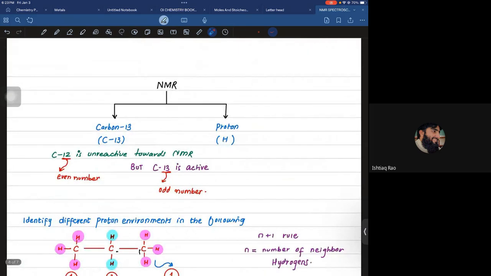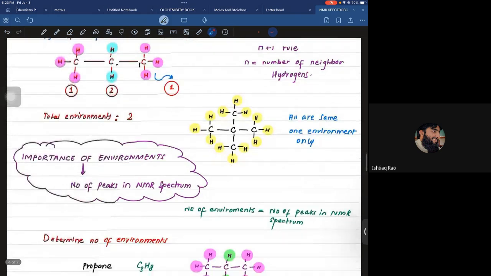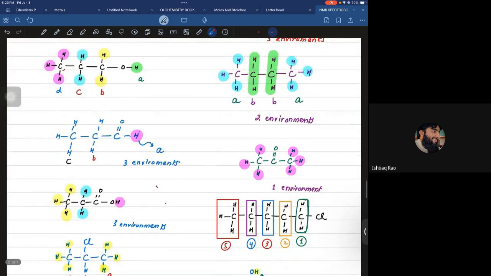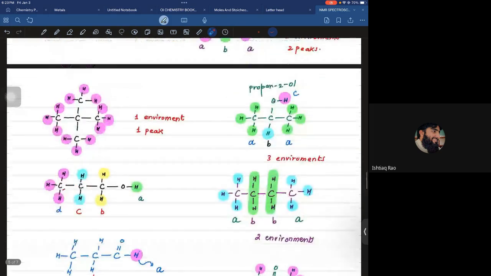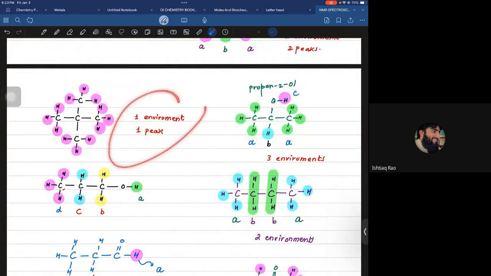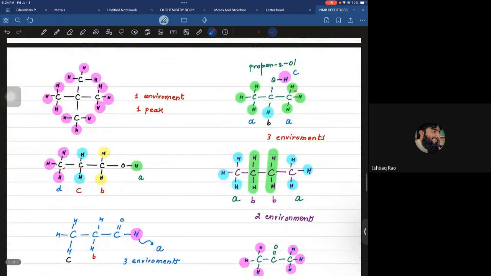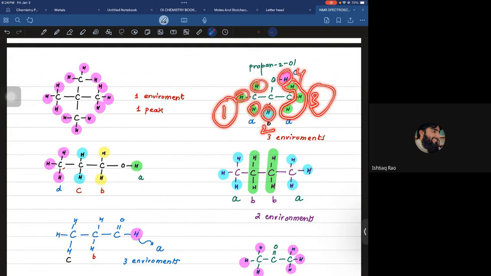And then we talked about environment. A lot of examples we did. Now you can see, in this I'm going to consider only the proton. We have to see the proton environment. So how many peaks are there in this? This and this is the first peak, the second peak. These three hydrogens are the same, the third peak, and this is the fourth peak.